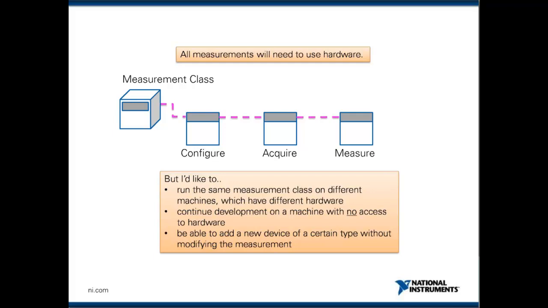We want to be able to run the same measurement on different machines, which may have different hardware or different configurations of hardware. We may want to continue development on a machine with no access to hardware, which you can imagine means we want to be able to run the system, perhaps with simulated data parameters, but we want to have the system in as close a state to the real finished deployed state as possible. And this is especially true of extensible, scalable systems. We often anticipate the need to add and change hardware over a long period of time.